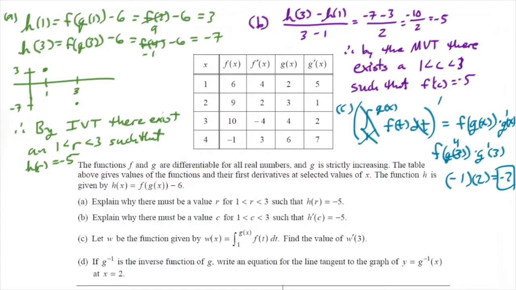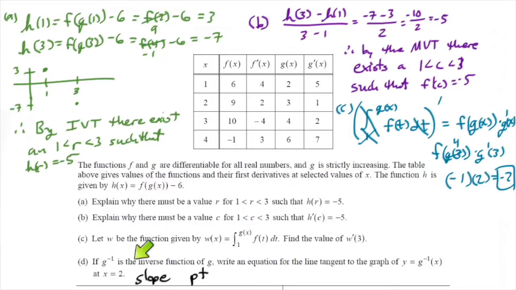Letter D says g to the negative 1 is the inverse function of g. Write an equation for the line tangent to the graph of y equals g to the negative 1 at x equals 2. Now if we want to write an equation for a tangent line, we're going to need a slope, and we also have to have a point. Okay, we need a slope and a point. First of all, let's get our point down, because points are usually pretty simple to find. Let's find the point when x equals 2 for g inverse.